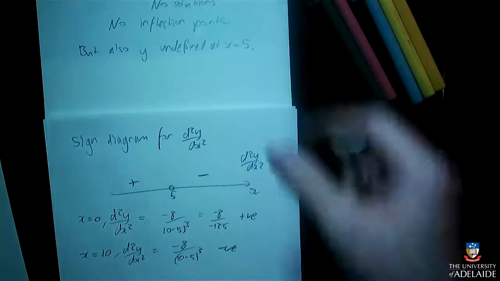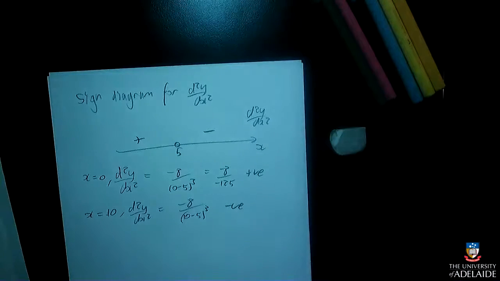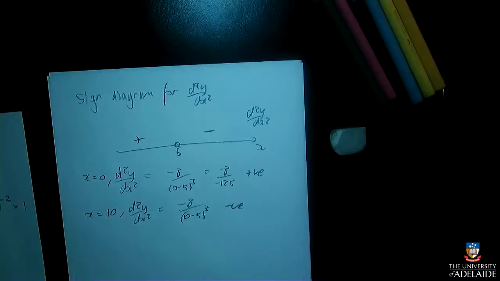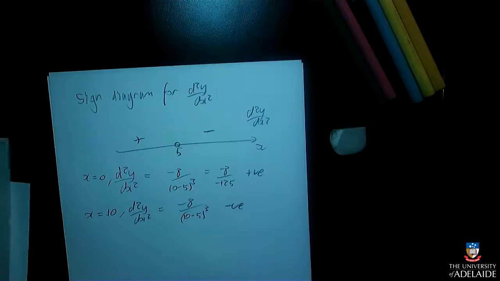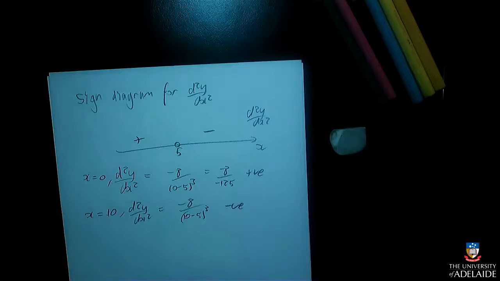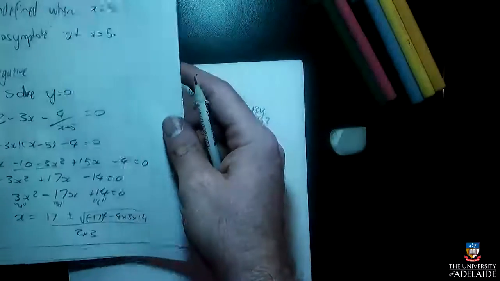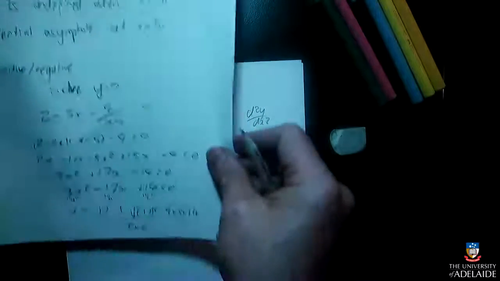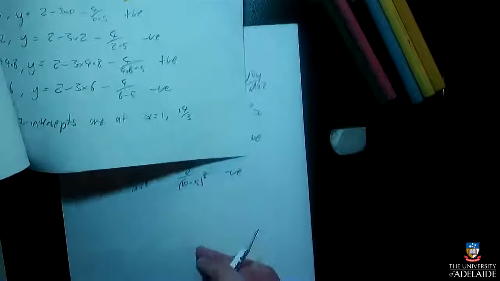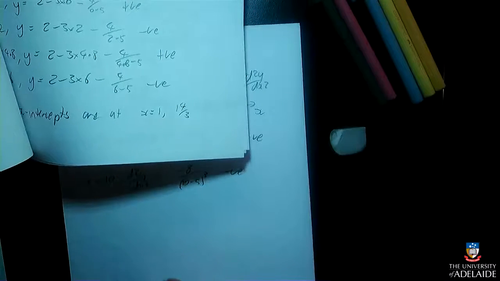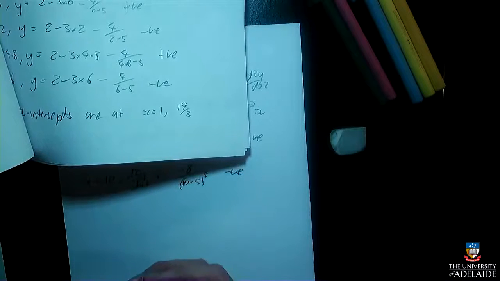Okay, and so I'm just making sure I don't lose any of my writing. So let's summarize this. What have we got? We've got various points of interest. Our points of interest are 1, 14/3, and 5. And we should write them all down.